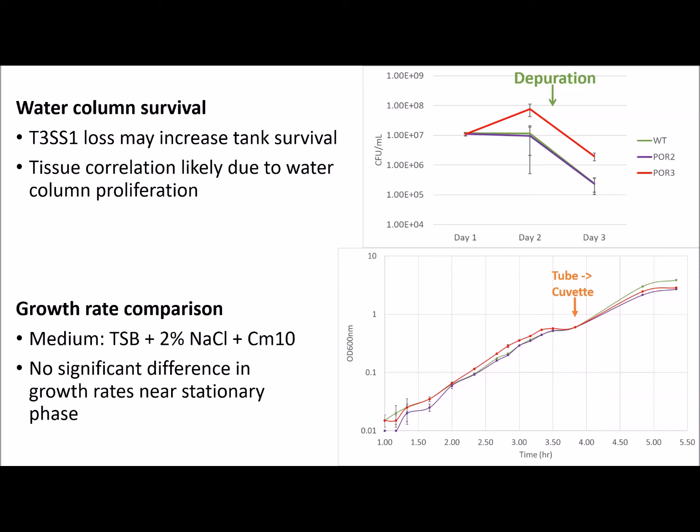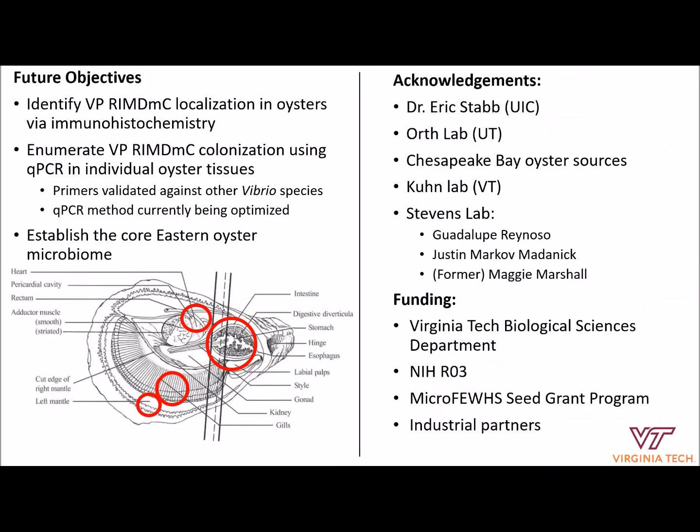And so the loss of that type 3 secretion system number 1 does appear to lead to better survival within the tanks. So we also looked at this in in vitro culture in the bottom right, just to see if there are any growth rate deficiencies or increases by the pore 3 mutant. You can see that over time, there is a trend of the pore 3 mutant being able to grow a little bit better than the other two, but by the end of its growth curve, the stationary phase, which is where we're inoculating these oysters, there is no major difference in growth rates. So that wraps up a couple of projects I'm working on right now.